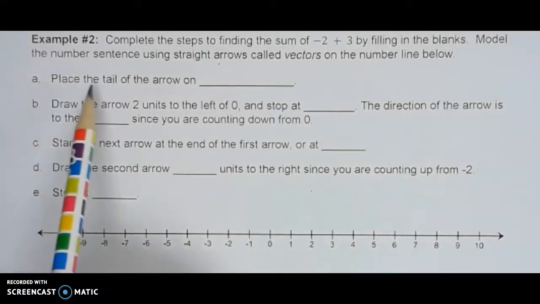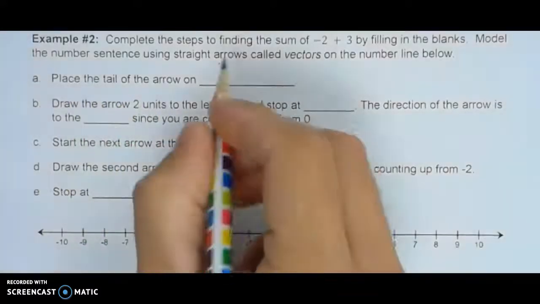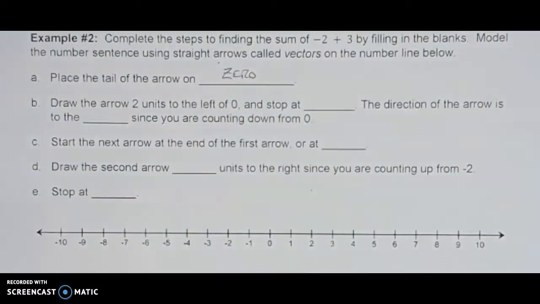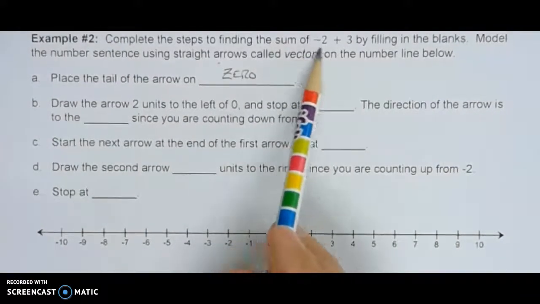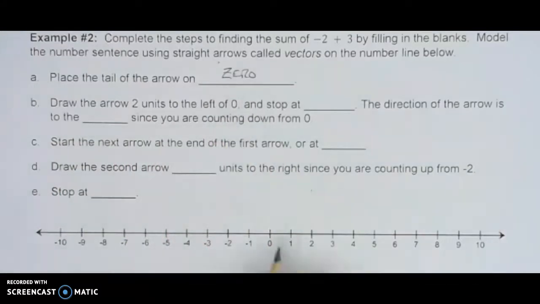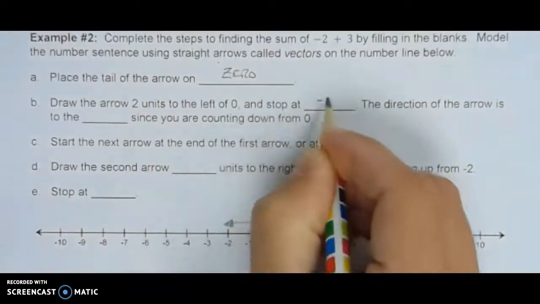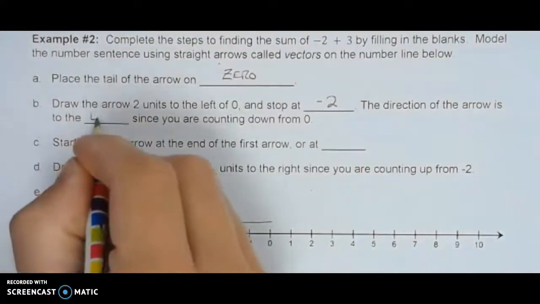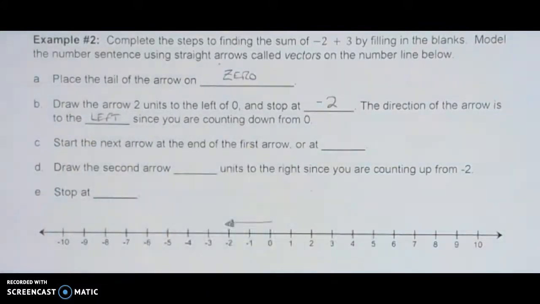The first thing that we always do is place the tail of our arrow on 0. Our first arrow is always going to begin at 0. And since we have negative 2, we're going to draw the arrow 2 units to the left of 0. So if we do that, here's our number line. I'm going to go 2 units to the left of 0, which means I have stopped here at negative 2. Again, the direction of the arrow was to the left since we were counting down from 0. Negative numbers are going to move us to the left, positive numbers are going to move us to the right.